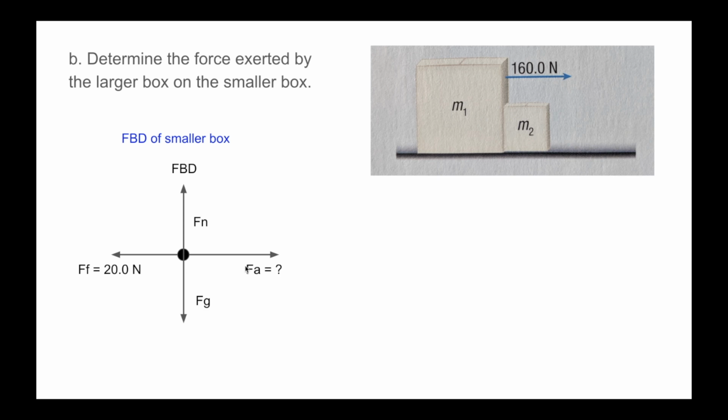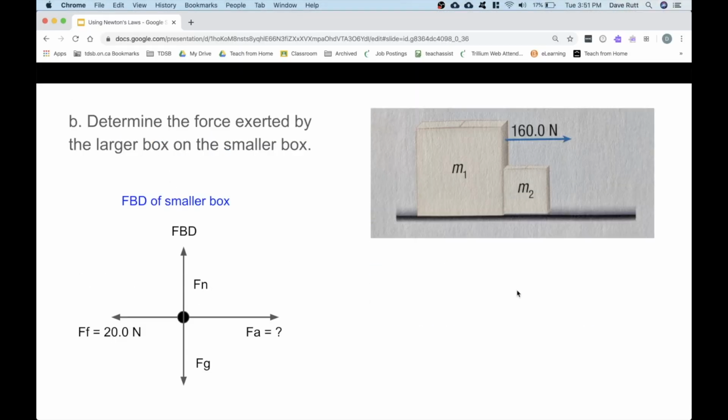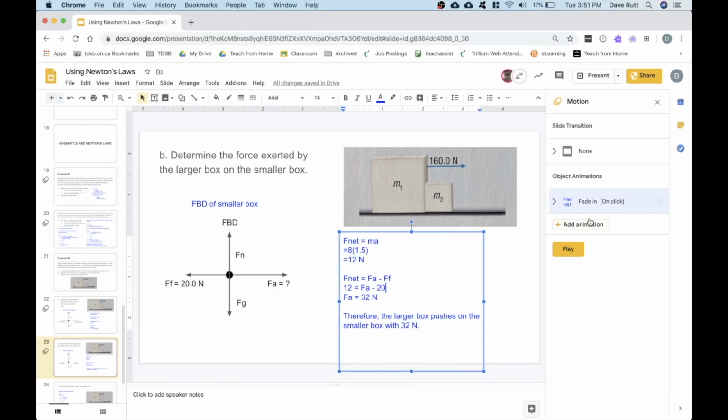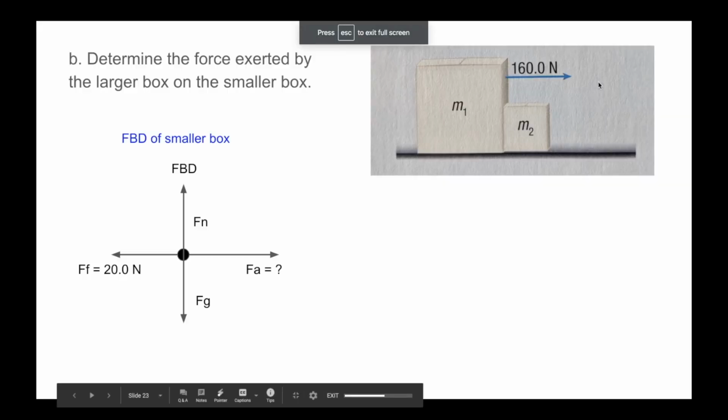So we don't actually know how much of that force is transferred through the larger box to the smaller box. But we do know now from part A, shoot, one second. I want to reveal this gradually. Don't want to ruin the surprise, no spoilers.